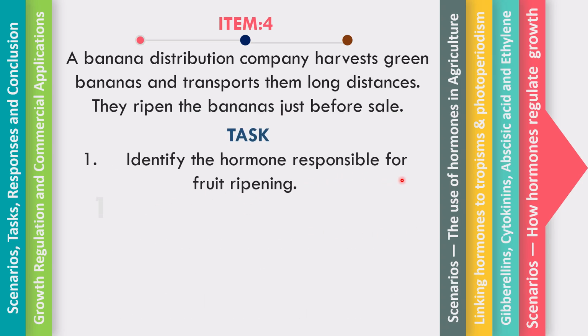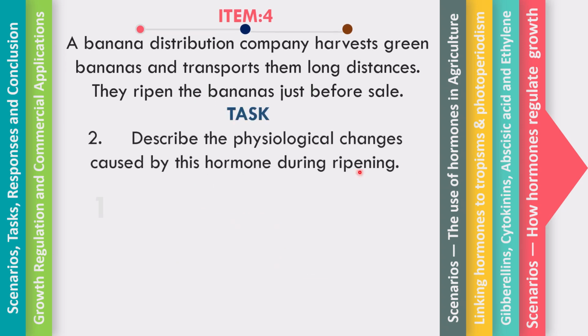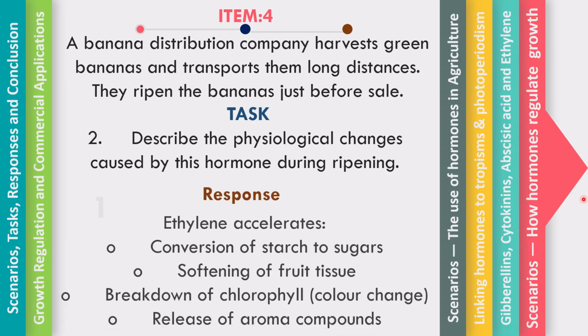Identify the hormone responsible for ripening fruits. The hormone is ethylene. Describe the physiological changes caused by this hormone during ripening. Ethylene accelerates conversion of starch to sugars, softening of fruit tissue, breakdown of chlorophyll, color change, release of aroma compounds.